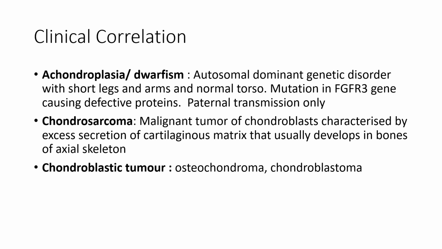Then chondrosarcoma. Now we use the term chondro for cartilage and sarcoma for any malignant tumor of connective tissue. So when there is malignant tumor of chondroblasts characterized by excess secretion of matrix that usually involves the bones of the axial skeleton, it is known as chondrosarcoma.